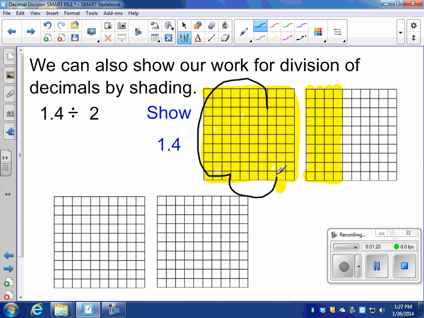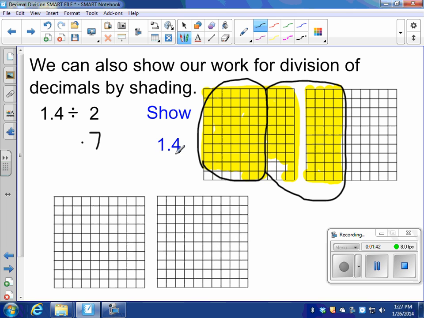Sorry. Gotta love drawing with the mouse. Here we go. So I've got 7 in that group, and I have 7 in this group. So the answer to this problem would be 7/10. So 1, 2, 3, 4, 5, 6, 7. Within each group of 2, I have 7/10. So let's try another one.